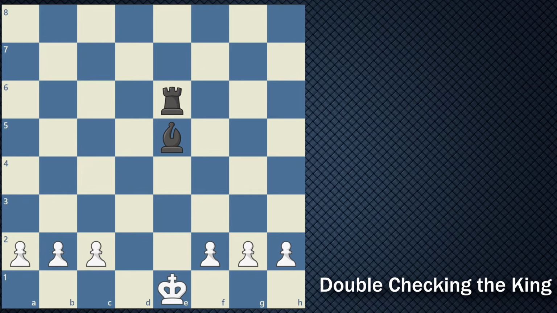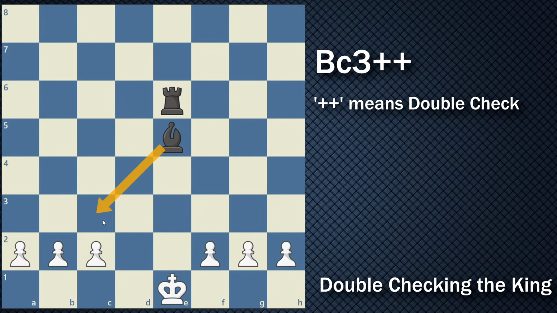At any point, whenever you do check a king, you need to make sure that that's notated in your chess notation. And here's a quick example for notating a double check. In this example, if the bishop moves to c3, I'll write down capital B, lowercase c, and 3. Then I'll write 2 plus signs right next to it to notate a double check, because if it comes here, it will be checking the king, and both this rook and bishop are going to check the king at the same time.